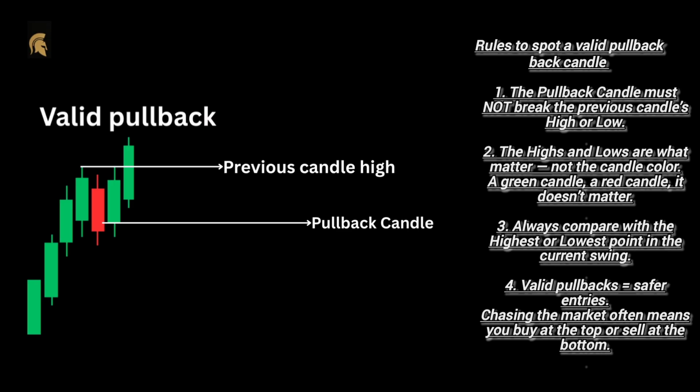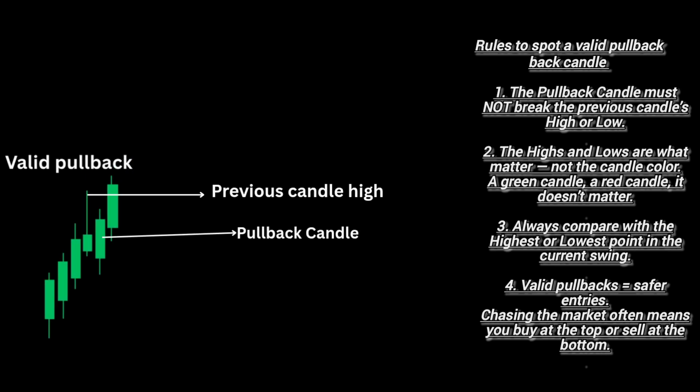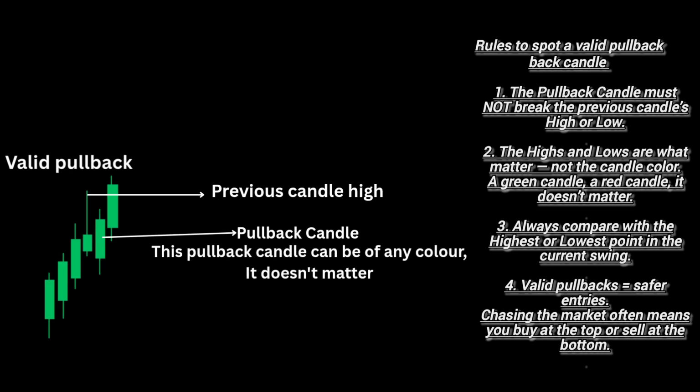If the market is in an uptrend, the pullback candle should not break below the previous candle's high. If the market is in a downtrend, the pullback candle should not break above the previous candle's low. 2. The highs and lows are what matter, not the candle color. A green candle, a red candle, it doesn't matter. What matters is where the wick stops. If it respects the previous range without breaking structure, it's a valid pullback.